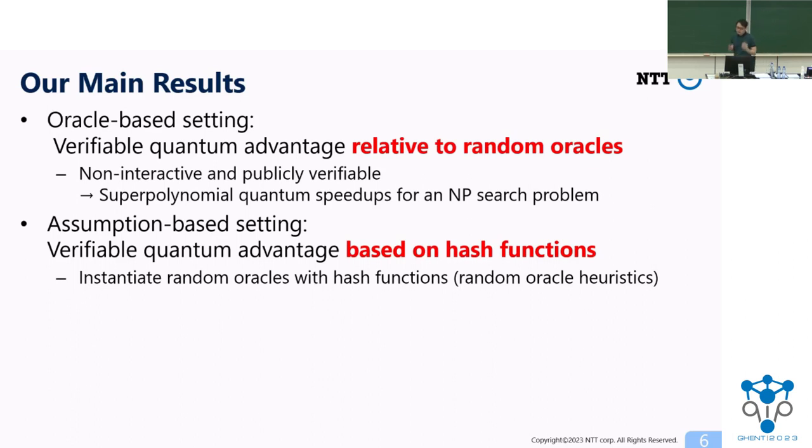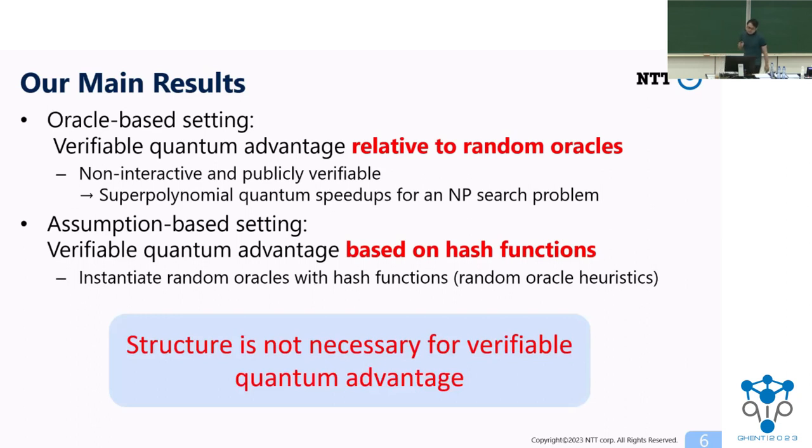Simply, we replace random oracles with some real-world cryptographic hash function. Then we get verifiable quantum advantage based on hash functions. And this is justified by a heuristic called the random oracle heuristic that is often used in cryptography. It means that if we replace random oracles with well-designed cryptographic hash functions, then that still should work. Based on this heuristic, we also obtain assumption-based verifiable quantum advantage. So the main takeaway message is this: structure is not necessary for verifiable quantum advantage.